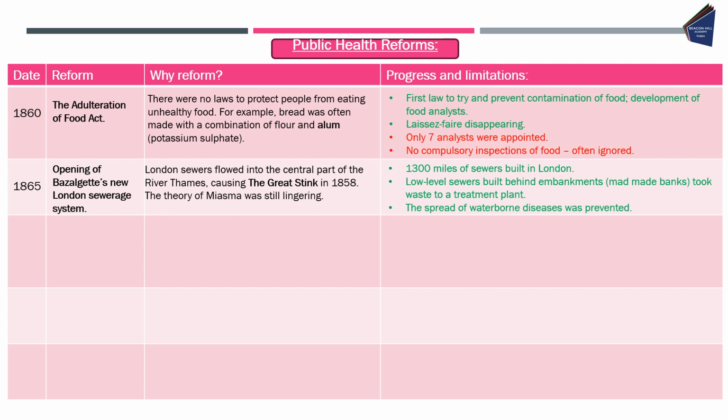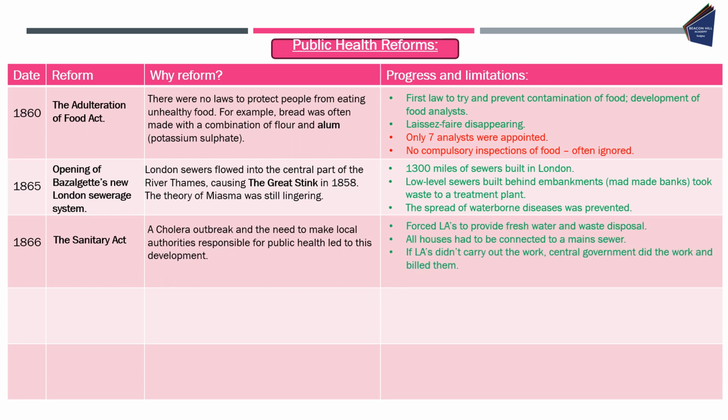In 1866, we have the Sanitary Act. The reason for this is that there was another cholera outbreak and there was a need to make local authorities responsible for public health, which leads to this development. In terms of progress, it forced local authorities to provide fresh water and waste disposal, and all houses now had to be connected to a main sewer.